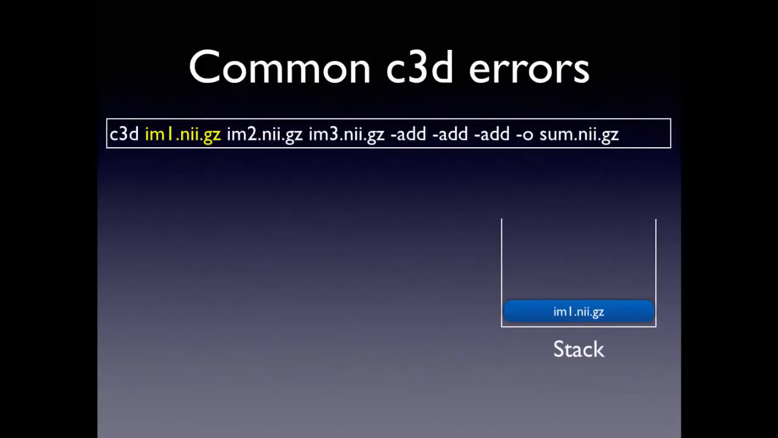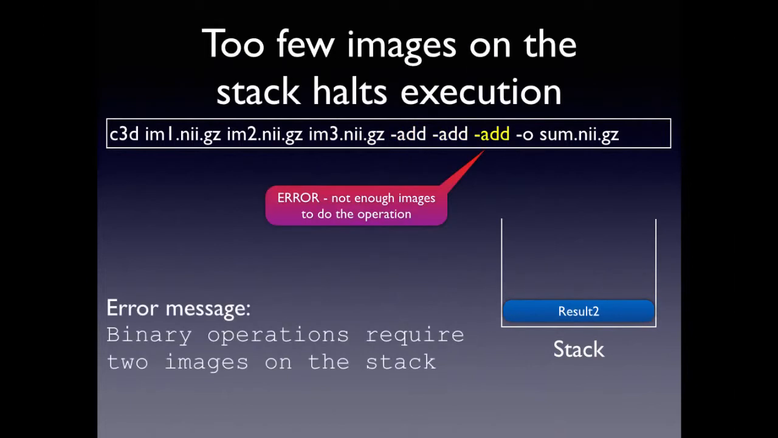All right, so just a couple of common errors that can happen with C3D. So we load these 3 images, call add, that takes 2 operations, put 1 back. Call add again, that takes 2 images, puts 1 back. Then we call add a 3rd time. By mistake, we've added an extra addition there. And then you'll see this error message, binary operations require 2 images on the stack. So if you don't have enough images there, it will tell you that.